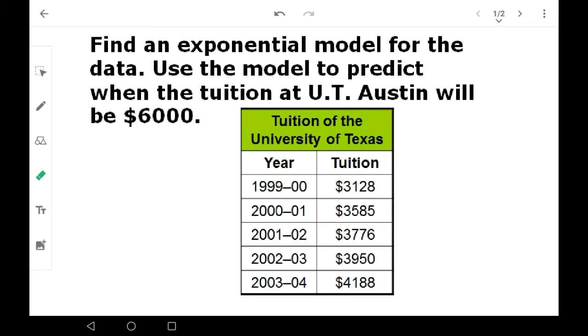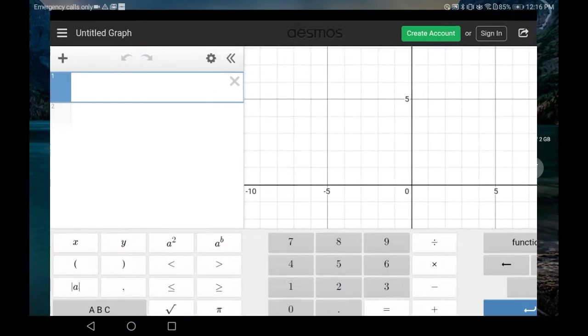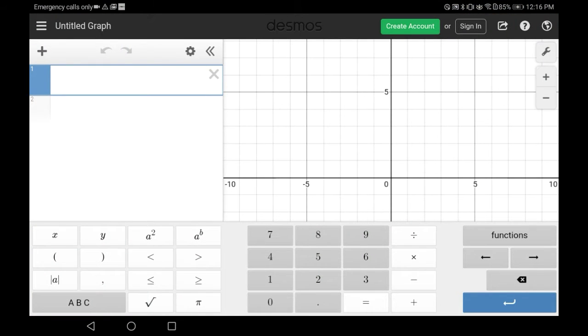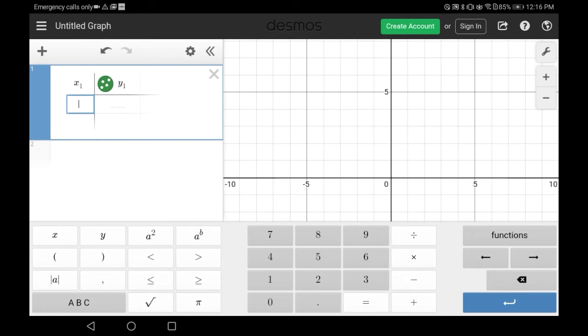So what we have to do is copy this table in our Desmos, right? So we continue here in Desmos, and first we have to create a table. For that, we need to click on plus, right? And then we click on table, and there we go, and we have the X and the Y. The X means the years, and the Y means the tuition in dollars.